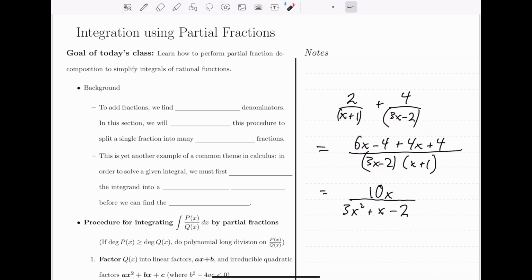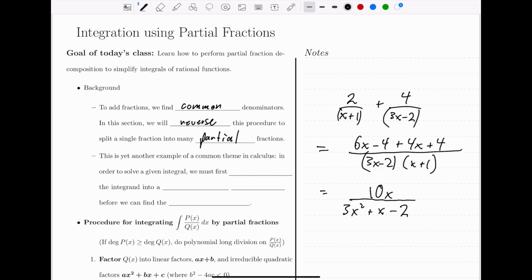Let's think of reversing this procedure. What if we started out with just a single rational function and wanted to split it apart into two separate rational functions? That's what we're going to focus on here. So to add fractions, we find common denominators. In this section, we will reverse the procedure to split a single fraction, one rational function, into many partial fractions.